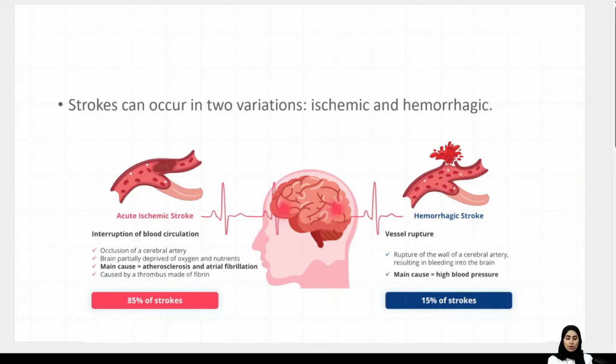In acute ischemic stroke, there is interruption of blood circulation, occlusion of a cerebral artery, and the brain is partially deprived of oxygen and nutrients. Main causes are atherosclerosis and atrial fibrillation, caused by thrombus made of fibrin. While in hemorrhagic stroke, which accounts for 15% of strokes, there is rupture of the wall of a cerebral artery, resulting in bleeding into the brain. Main cause: high blood pressure.